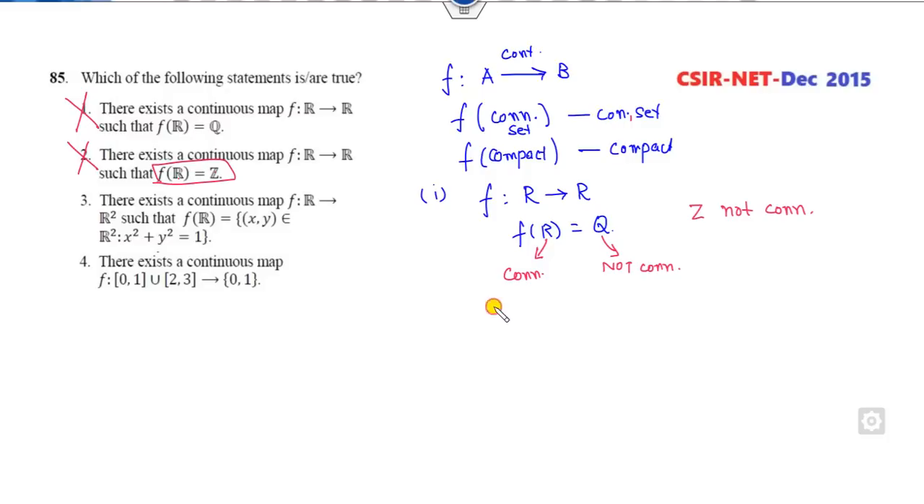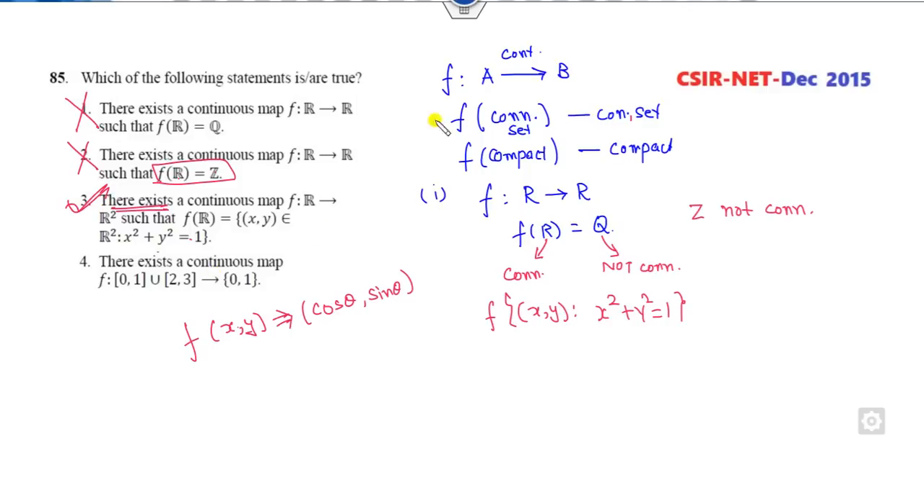The third option is F is the mapping of (x, y) such that it maps onto the circle. So here there exists, yes, you can easily define corresponding to each pair. We can define on the unit circle as cos theta and sin theta. So you can define a mapping from this to this. So there exists a mapping here. There exists a continuous map from here.